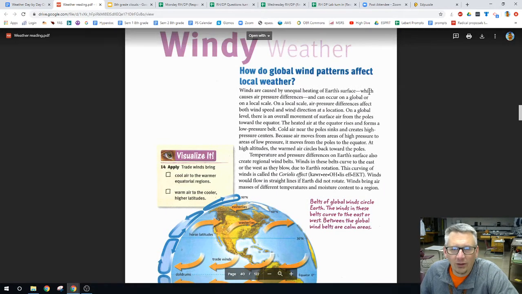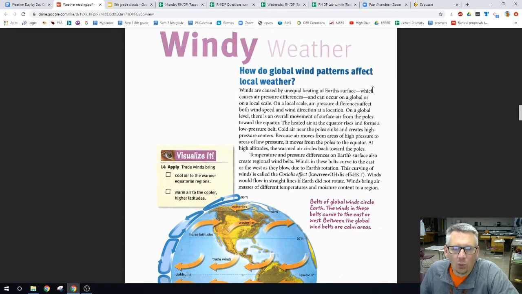How do global wind patterns affect local weather? Winds are caused by unequal heating of the Earth's surface, which causes air pressure differences, and can occur on a global or on a local scale. On a local scale, air pressure differences affect both wind speed and wind direction at a location. On a global level, there's an overall movement of surface air from the poles towards the equator.